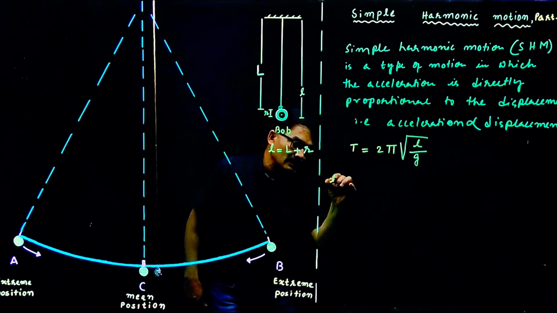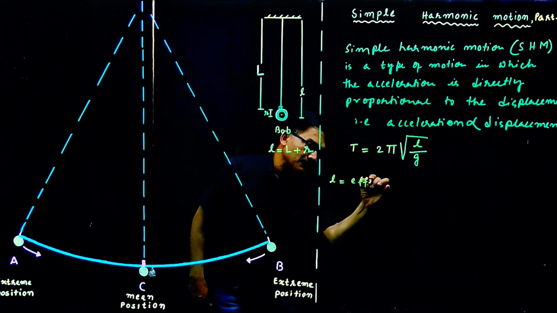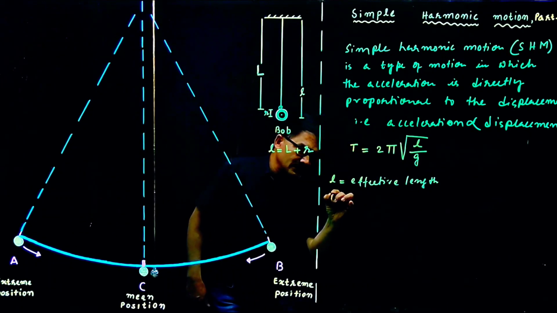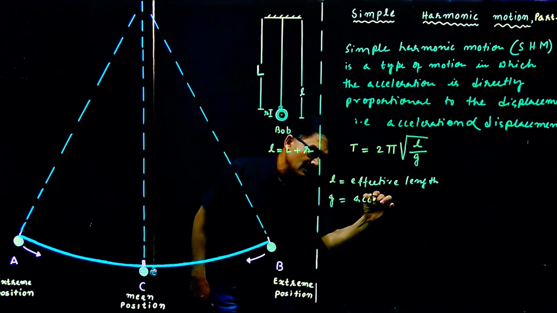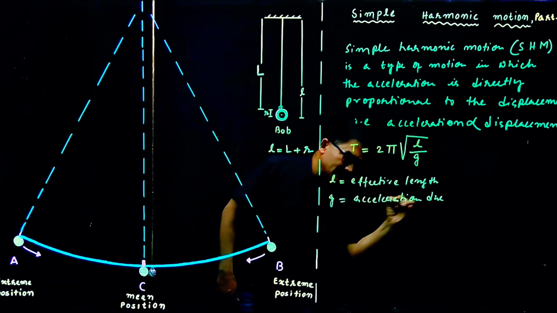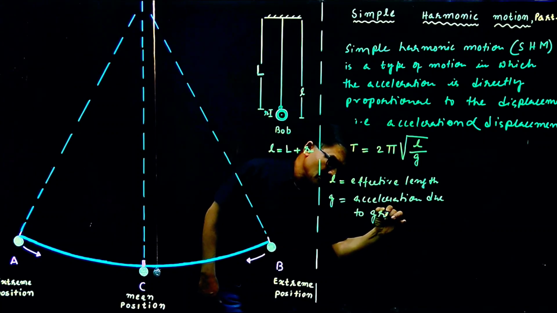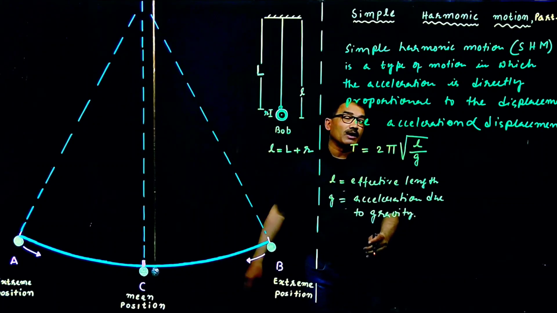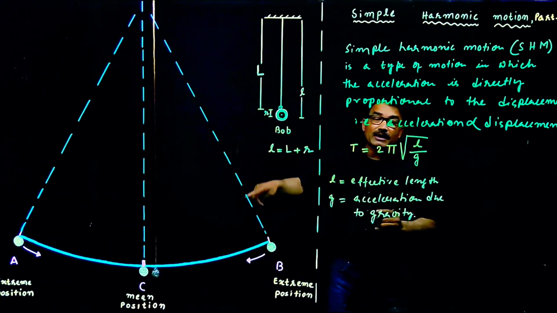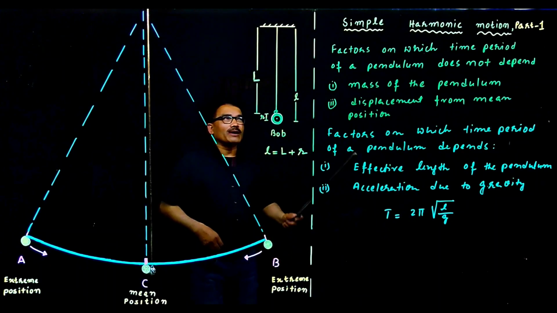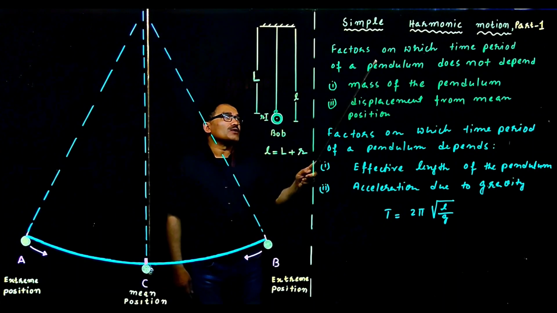So let me write it here. L is the effective length and g is the acceleration due to gravity. So on what factors does the time period of the simple pendulum depend? Does it depend on the length of the pendulum? Yes, of course. Does it depend on the acceleration due to gravity? Yes, of course. Okay, so now the factors on which the time period of a pendulum does not depend.